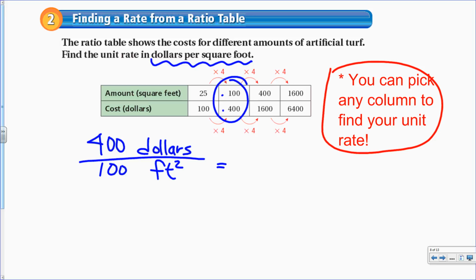And then I simplify it. 400 divided by 100 is 4, which means I pay $4 per square foot. And that's how you would write your answer.